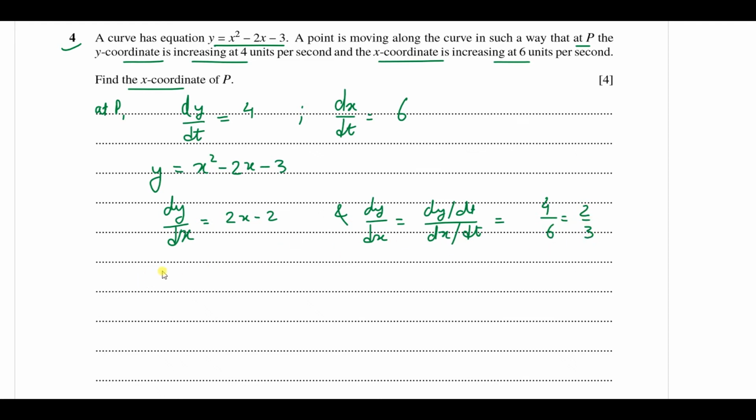Now after substituting this value in this dy over dx, we will get 2x minus 2 is equal to 2 over 3, or 2x is equal to 2 over 3 plus 2, and hence we can solve and you will get 2 3 is 6 plus 2, 8 over 3, and hence x becomes 4 by 3. And since we are doing all the things at P, the x coordinate of P is 4 by 3. That is the answer. I hope it is clear.